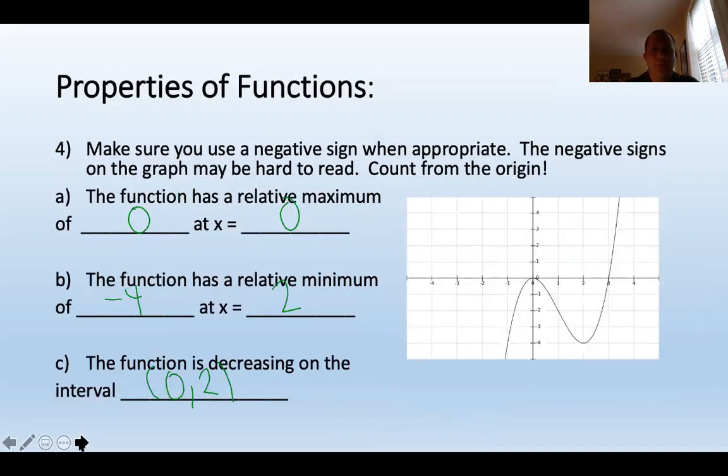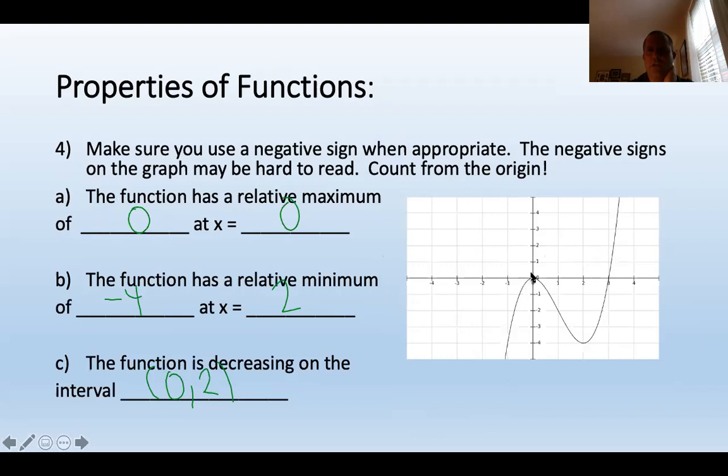The next problem says, make sure you use a negative sign when appropriate. The negative signs on the graph may be hard to read. Count from the origin. We have the graph of a function, and the first question says the function has a relative maximum of. When it asks for the relative maximum, it's asking for the y-coordinate of the maximum.